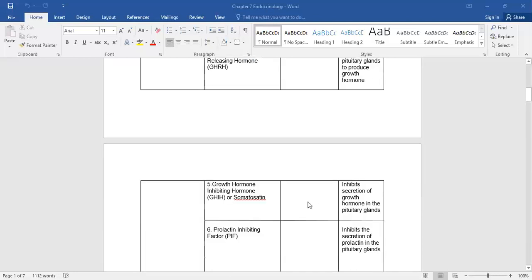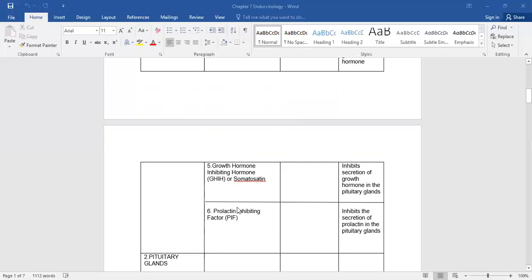Then we have growth hormone inhibiting hormone or somatostatin. It doesn't have any stimuli, but however, it inhibits secretion of growth hormone in the pituitary glands. And then we have the prolactin inhibiting factor, which inhibits the secretion of prolactin in the pituitary glands.